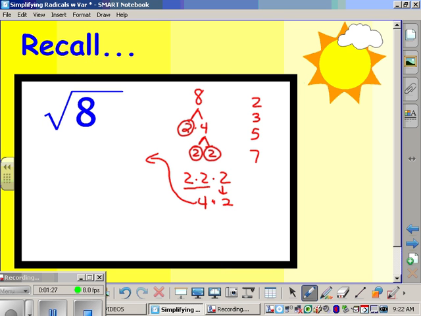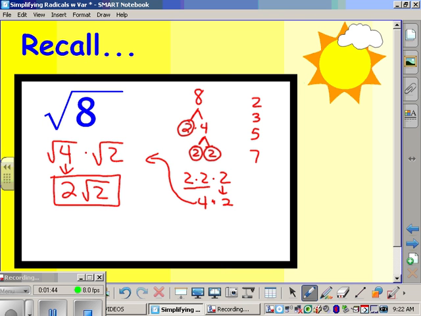Transfer that up here because this tells us that the square root of 8 breaks down into the square root of 4 times the square root of 2. The perfect square we then calculate, so the square root of 4 is 2, and the non-perfect square we leave under the radical. So 2 radical 2 would be the simplified version of radical 8.